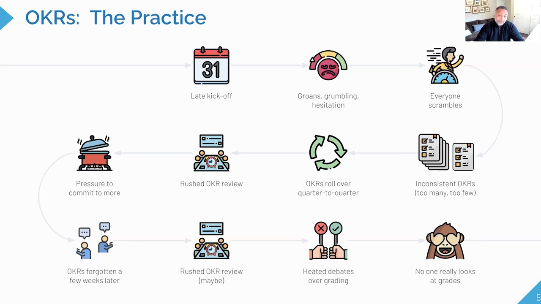But more often than not, leadership doesn't look at the grades. And why? It's because typically it's the end of the quarter. They realize they have to plan next quarter's OKRs, and the whole process repeats itself. Every time you go through this process, though, the grumbles, the groans, and the hesitation grow stronger.